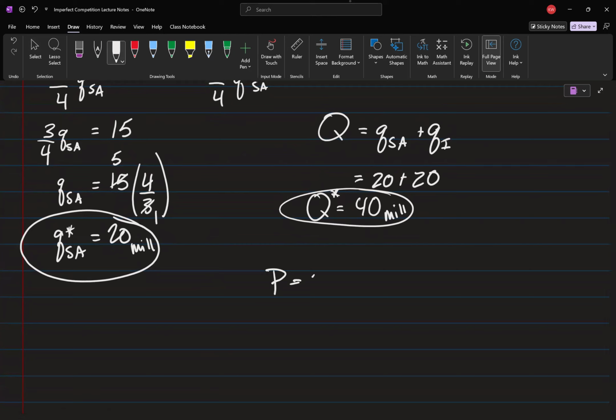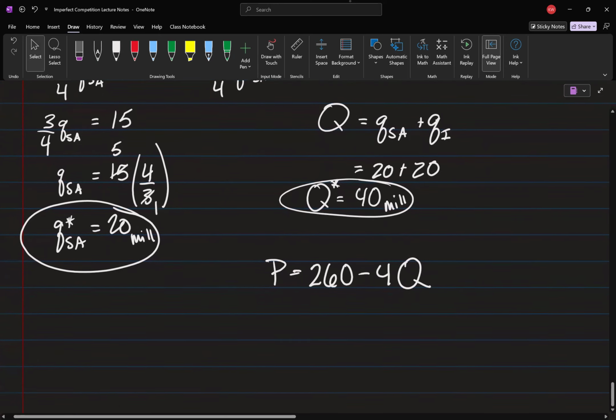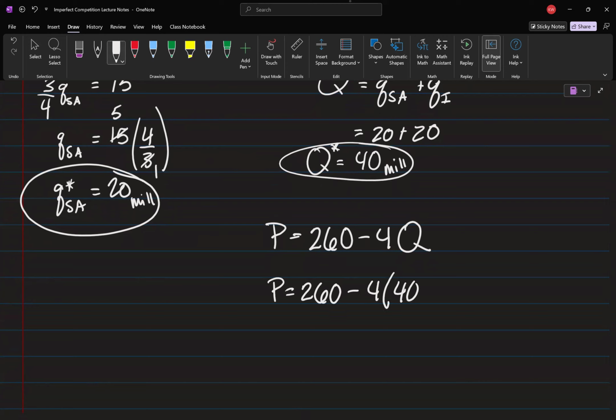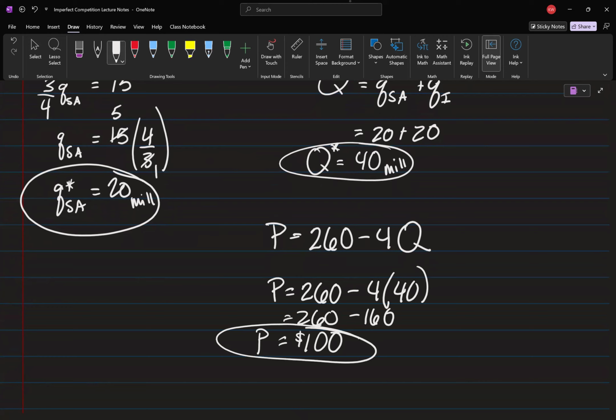Now that we know market output, we can find the price by substituting for that market output in our demand equation. So we'll have price equal to 260 minus 4 times market output. That's what we're given. And we're going to go ahead and substitute for quantity. So we'll have price equal to 260 minus 4 times 40. That's going to give us 260 minus 160. So the price for each barrel of oil is going to be $100.